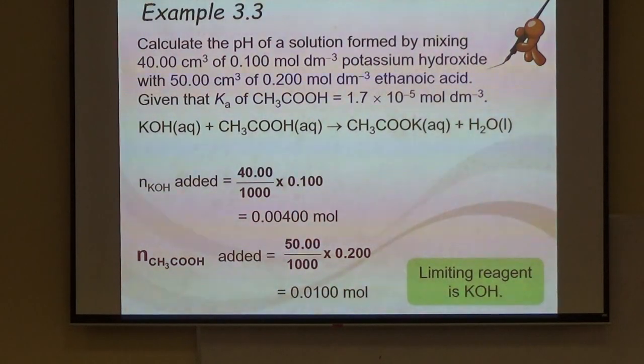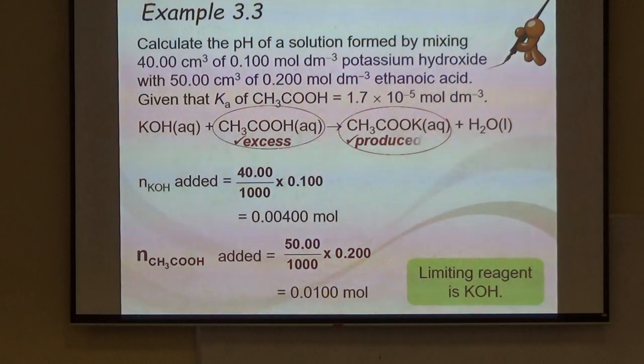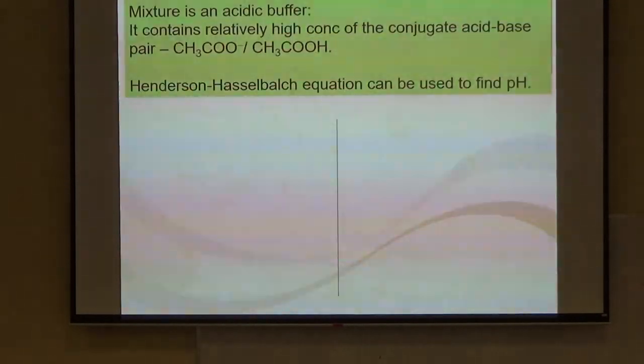Okay, so from here, you can see the limiting reagent is actually potassium hydroxide. The ethanoic acid is in excess. So what will be present in the container is ethanoic acid, the salt sodium ethanoate, and water. So, use the equation to find the pH.